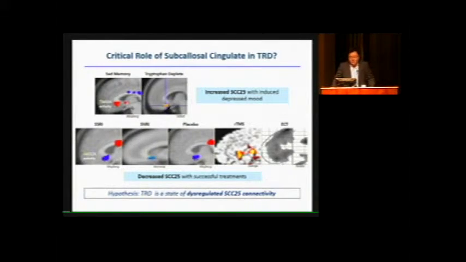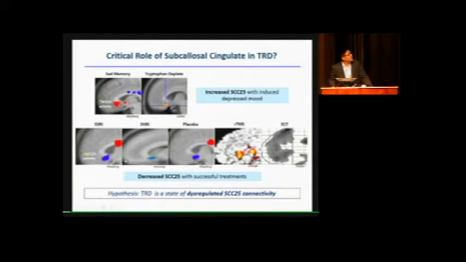So why subcallosal cingulate, or sometimes we call it subgenual cingulate or CG25? When we induce depressed mood, we can see high activity at the CG25 region in various studies. Also, when we have a successful treatment of a depression patient, you can see decreased activity at CG25.